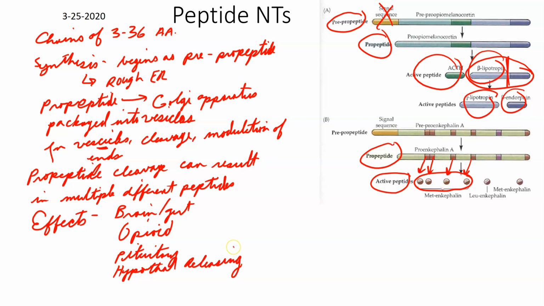Well, that's only 4. Yeah, the 5th category is basically everything else. So let's take a look at 2 examples, one that's brain-gut and one that's opioid.